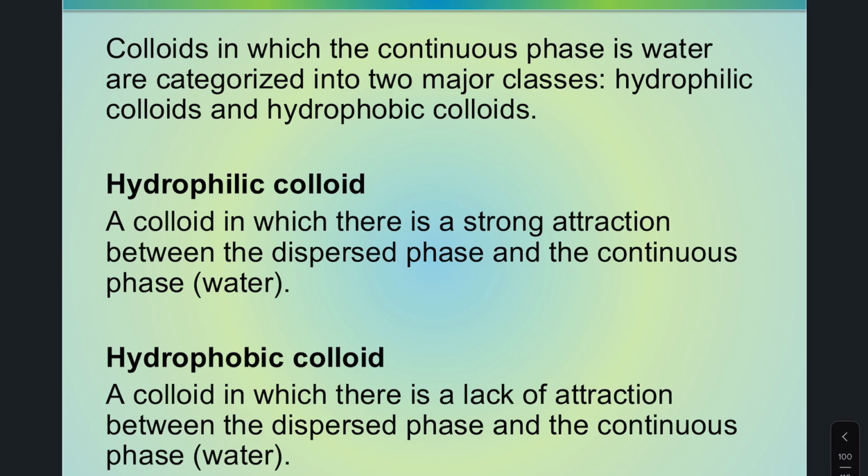So there's a couple different types of colloids. You have hydrophilic and hydrophobic colloids. Hydrophilic, we can break down the word. Hydro meaning water, and philic meaning likes, like it likes it. So like a cinephile likes movies, a hydrophile would like water. Hydrophobic is like the opposite, it dislikes it. So it dislikes water, which means that there is no interaction between the dispersed phase and the water phase.